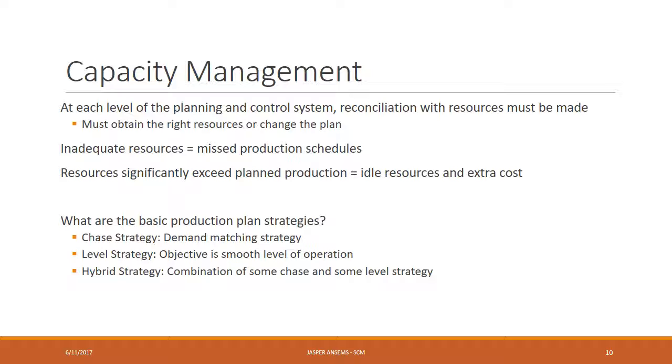So capacity management. At each level of the planning and control system, reconciliation with resources must be made. So you must obtain the right resources or change the plan. Inadequate resources means missed production schedules. If resources significantly exceed planned production, there are idle resources and extra cost. So what are the basic production plan strategies? You have the chase strategy, the level strategy, and the hybrid strategy, and I'll show them on the next sheet.